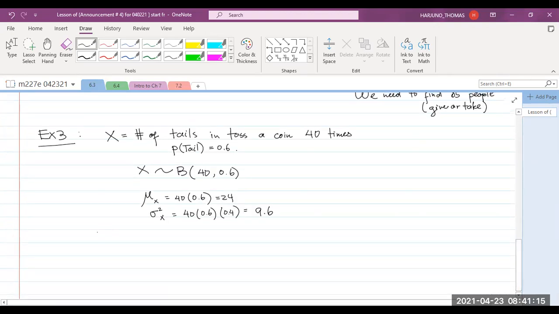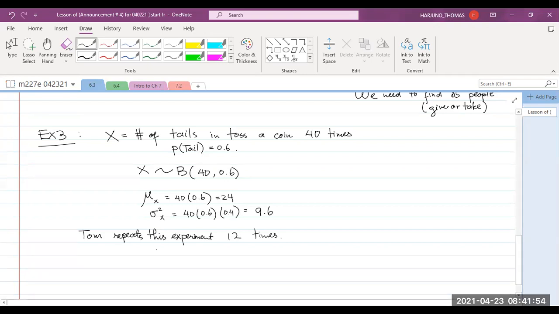Now someone, let's say Tom, repeats this experiment of tossing a coin 40 times. Let's say he repeats that 12 times. So Thomas did a total of 12 times 40 tosses.